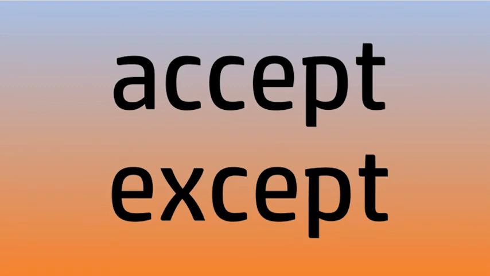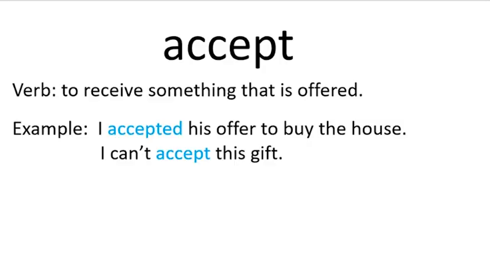Accept and except. And these two are also very confusing for a lot of people. And it is because they sound almost exactly the same. So let's take a look. Accept with an A is a verb, and it means to receive something that is offered. So, I accepted his offer to buy the house. Or, I can't accept this gift. Both of these mean to receive.